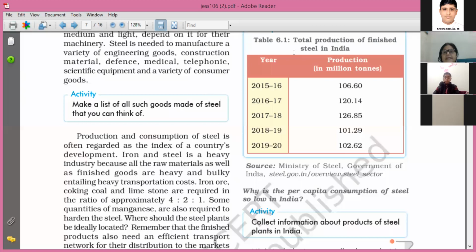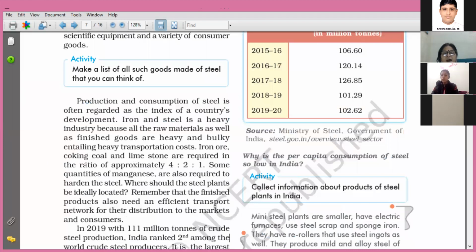For making steel, we require certain raw material in a fixed ratio, as you can see on the screen. In order to make steel, we require iron ore, coking coal, and limestone. But we have to mix them in a proper ratio, that is 4:2:1. And at the same time, some quantity of manganese is also added to it. So this is how steel is made. The raw materials are iron ore, coking coal, and limestone, and also some amount of manganese.